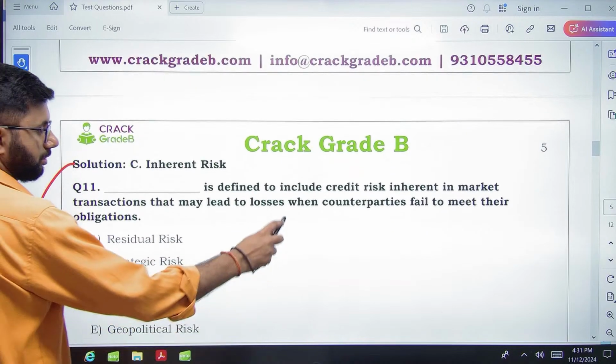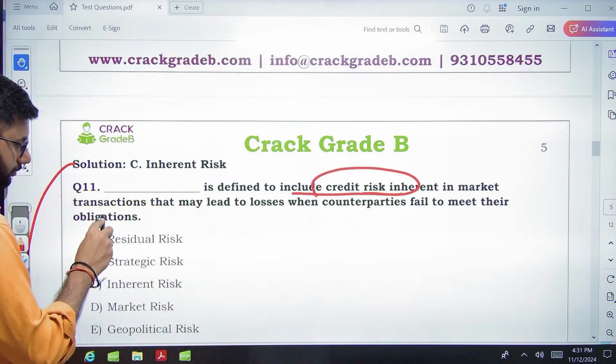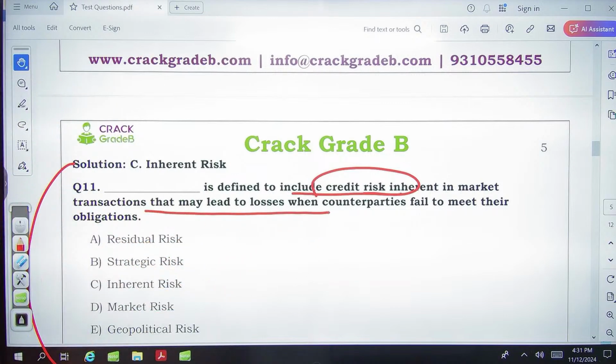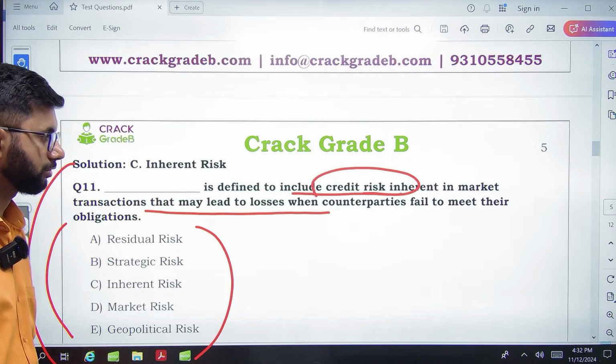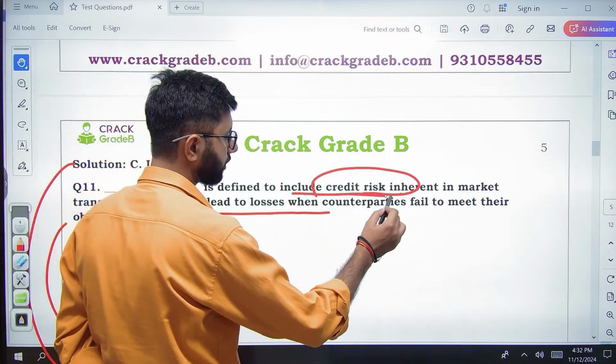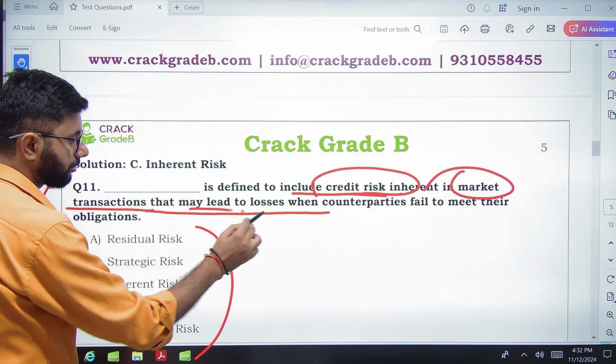Dash is defined to include credit risk inherent in the market that may lead to losses when counterparties fail to meet their obligations. Which risk includes such kind of aspect? See, the answer is within the question itself. If you see clearly, you will be able to solve the question. Read the question again, then you will be able to solve this question. Which is defined to include credit risk inherent in market transactions that may lead to losses when the counterparties fail?